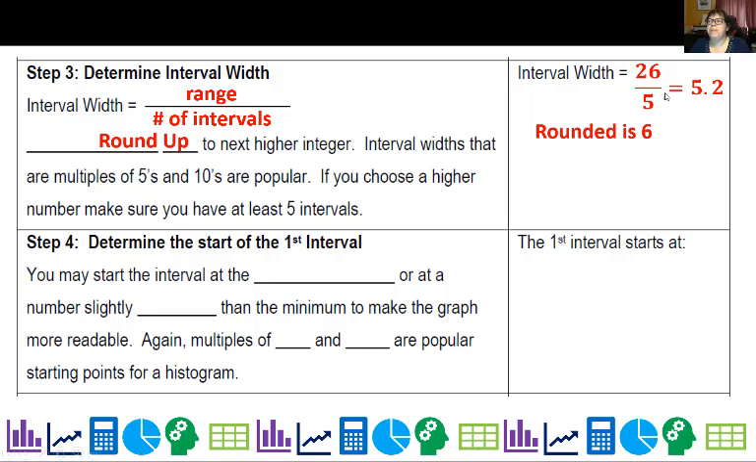So always round it up. Even if you get exactly 5, you're going to go to 6. If you get exactly 6, you go to 7. So now we need to figure out where the first interval goes.